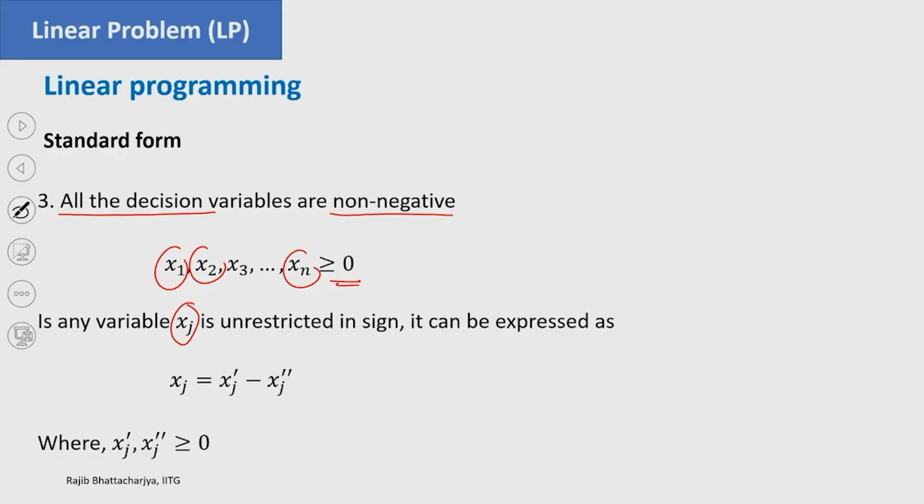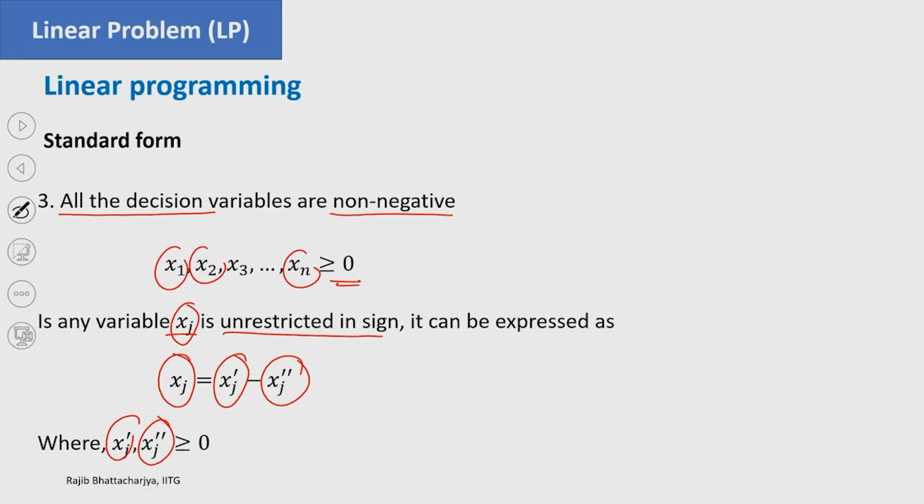There may be some problems where a particular variable can have negative values. So in this case, suppose xj is unrestricted in sign, that means the variable can have a negative value. In that case I can write xj equal to xj dash minus xj double dash, where xj dash and xj double dash are positive. These two are positive, but xj can be negative depending upon the values of xj dash and xj double dash.